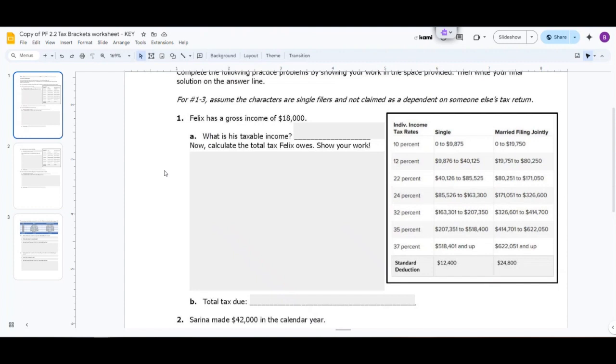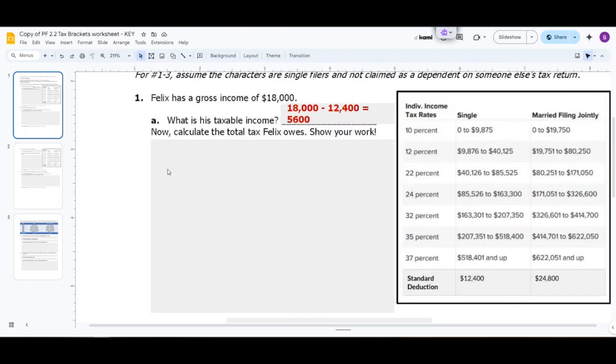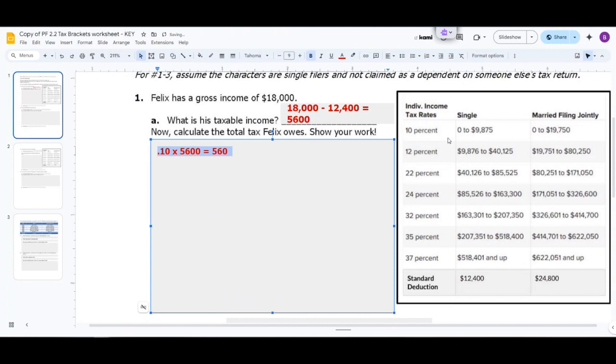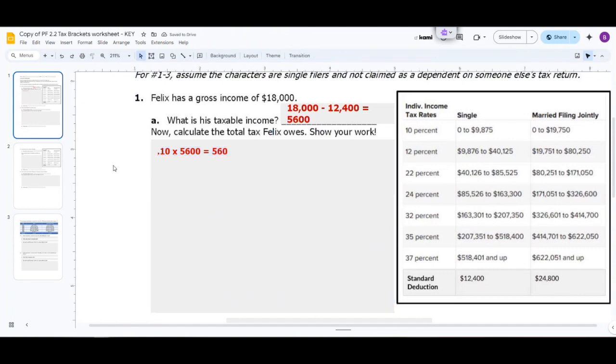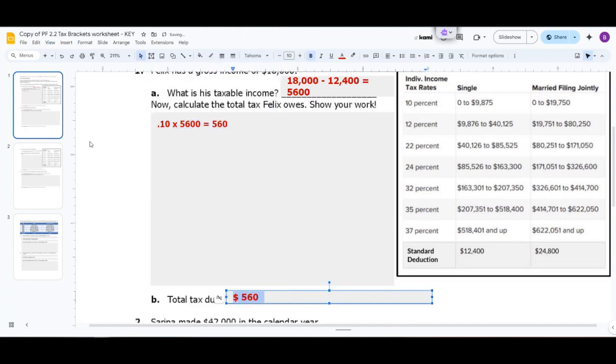Number 1 says Felix has a gross income of 18,000. What is his taxable income? Okay, so for Felix, we're going to take the 18,000 earnings minus the standard deduction. In this case, it was 12,400, which leaves us with 5,600. All right, all 5,600 falls into that 10% bracket. So this calculation is relatively easy. 10% of 5,600 is $560.